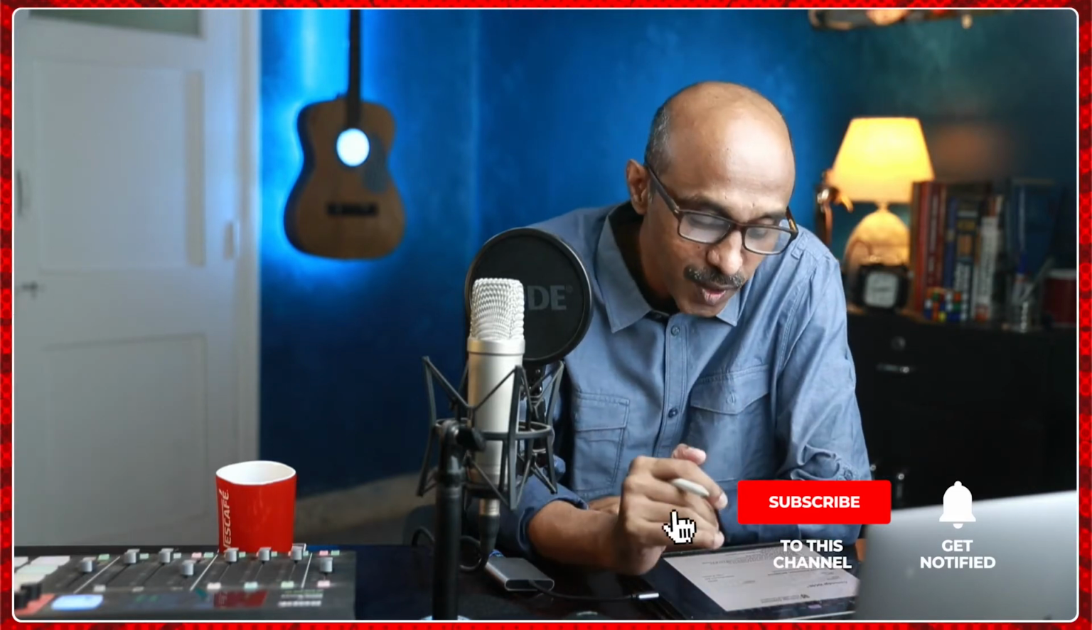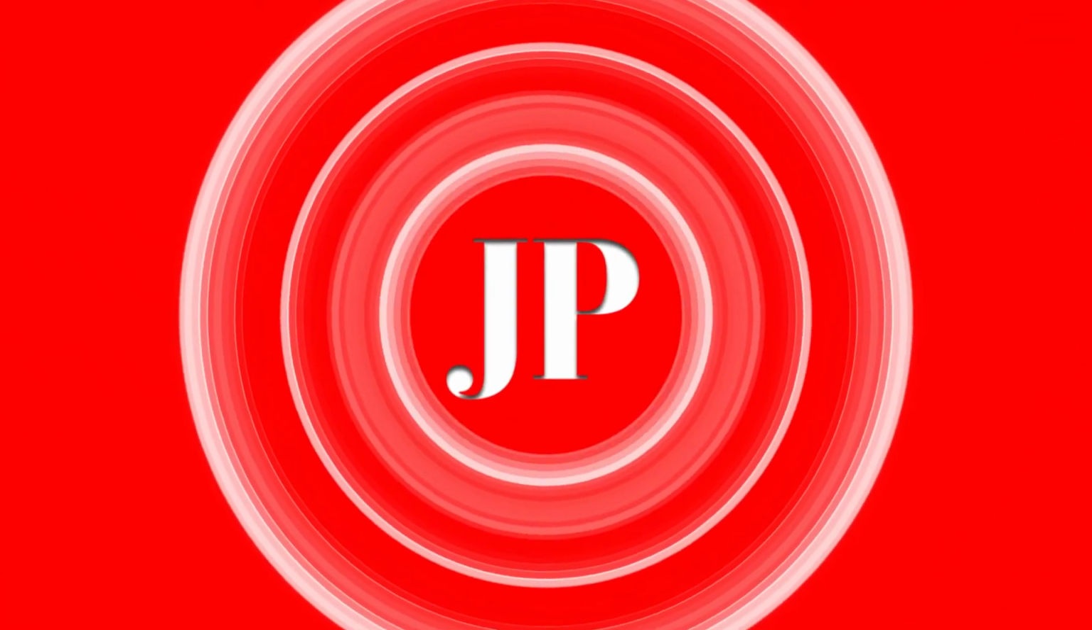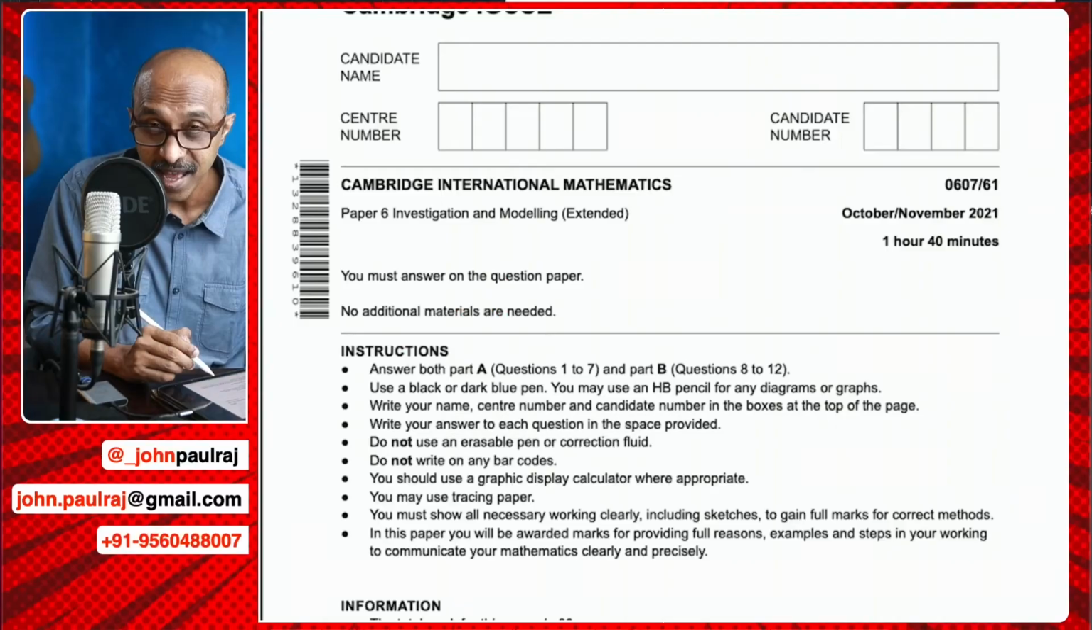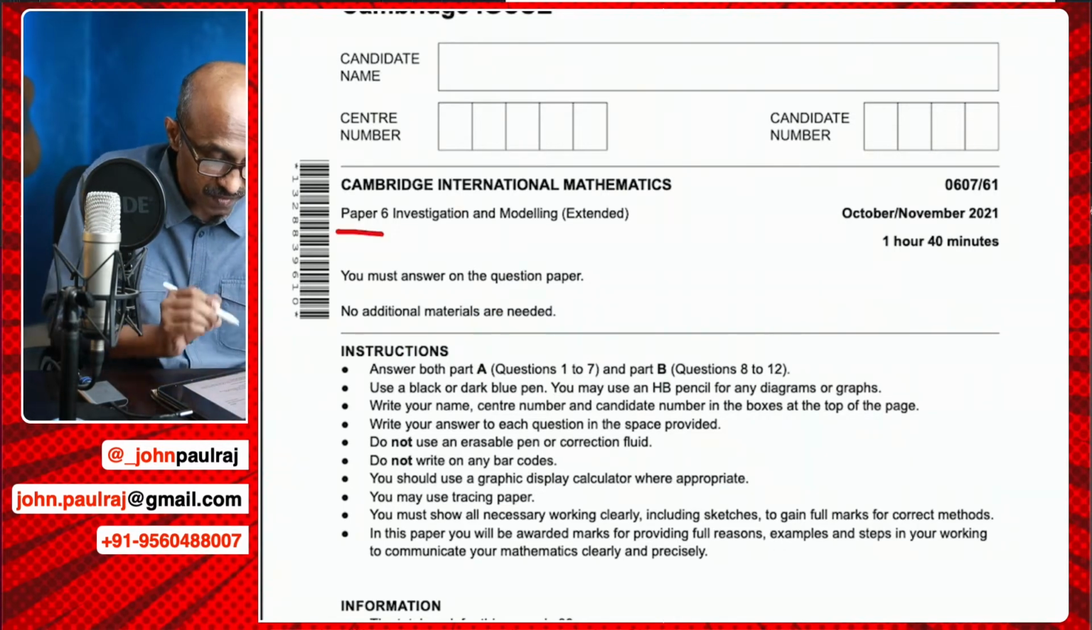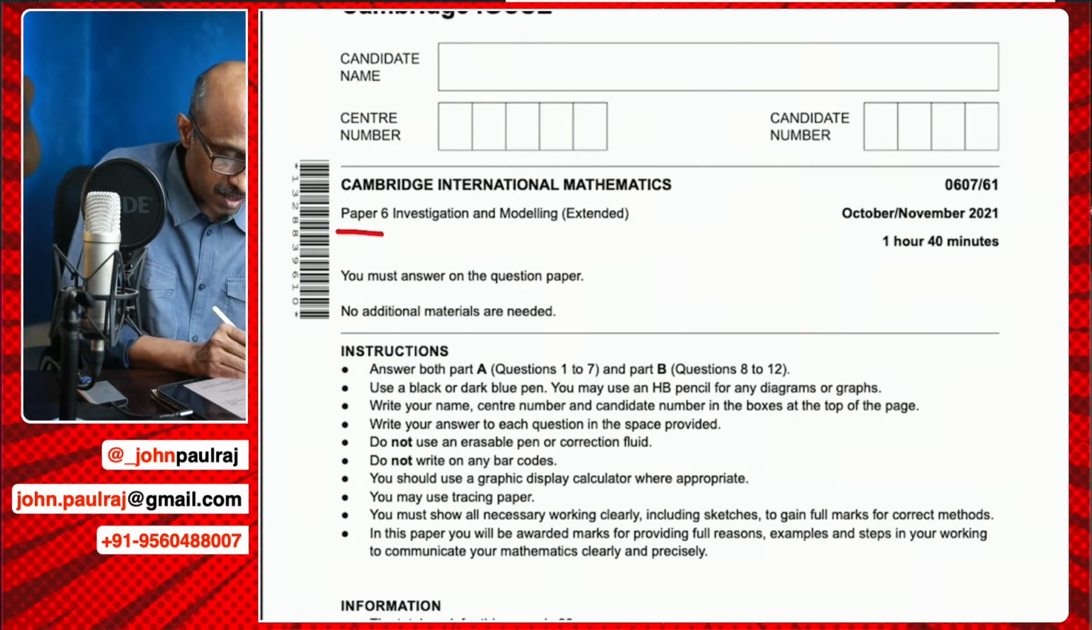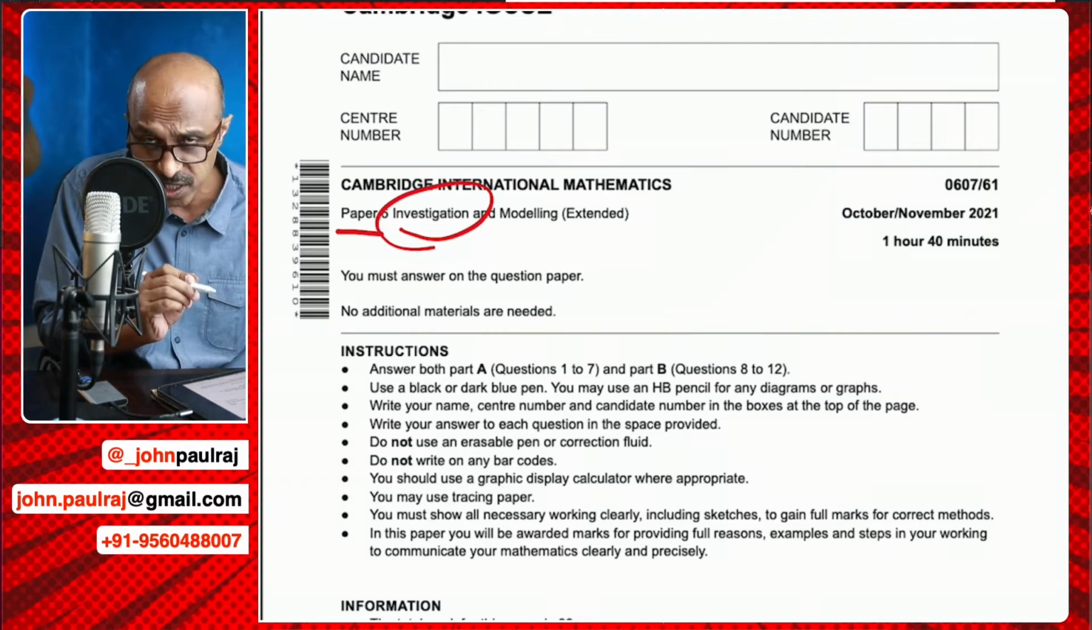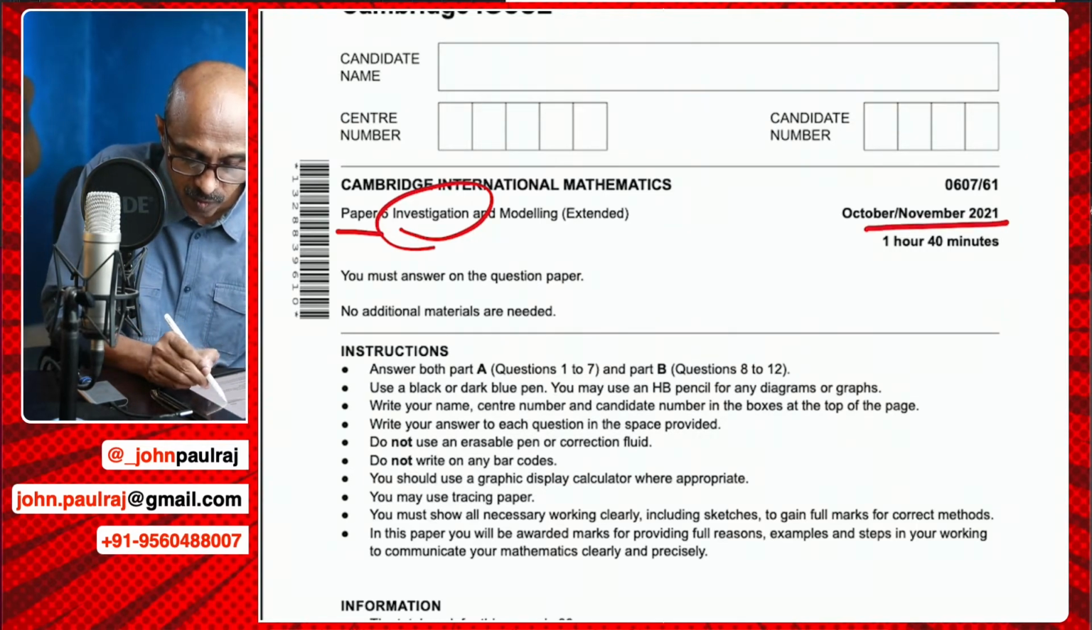In this particular video, I'm going to solve the IGCSE 0607 Paper 6 from October-November 2021. Let's start. As mentioned in the introduction, this is Paper 6 for IGCSE 0607 International Mathematics. We're going to solve the investigation part only, and this is from October-November 2021.